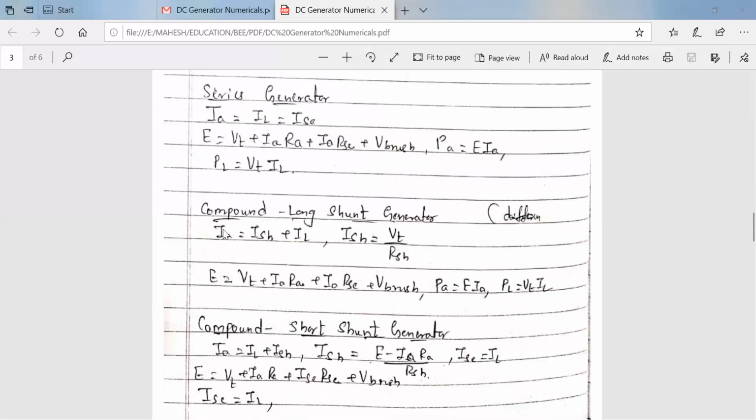And next one is the compound long shunt generator. Here the field winding is connected in parallel with both the armature and the series winding. Therefore Ia is given by the combination of ISH plus IL, and ISH is equal to Vt by RSH. Whereas the total EMF is given by Vt plus Ia into Ra, the voltage drop across the series winding Ia into Rc, plus Vb, and the Pa and Pl will remain the same.